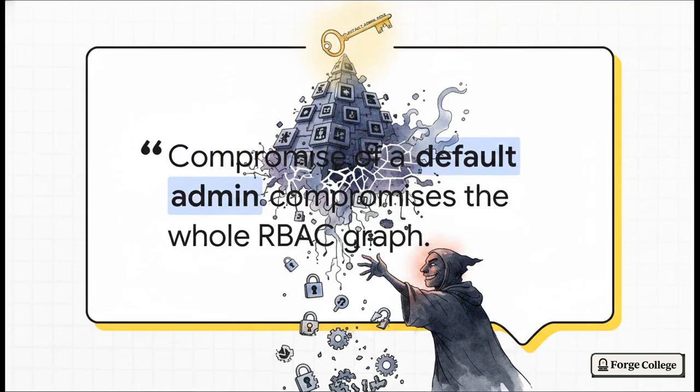But as they say, with great power comes a massive warning label. Compromise of a default admin compromises the whole RBAC graph. You absolutely have to protect the default admin role. This is the absolute peak of the pyramid. It's the CEO of your contract. Because it self-administers, meaning it essentially manages itself, whoever holds this key can completely rewrite the entire power structure. If this falls into the wrong hands, it is literally game over for your system.